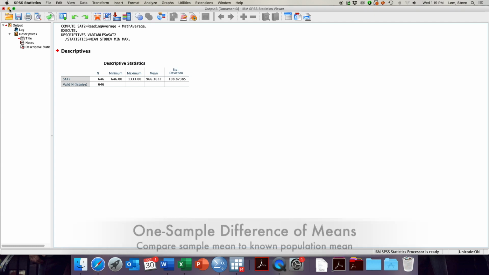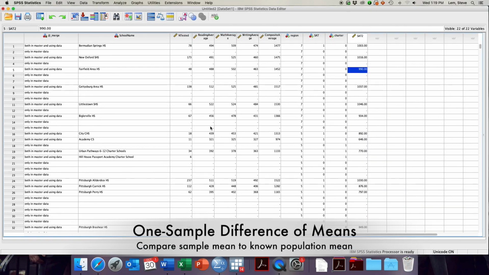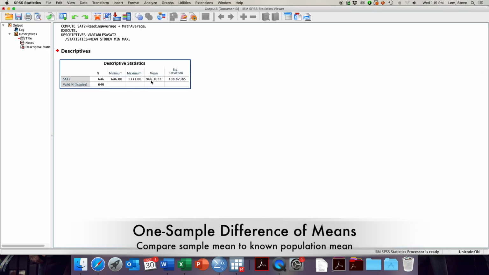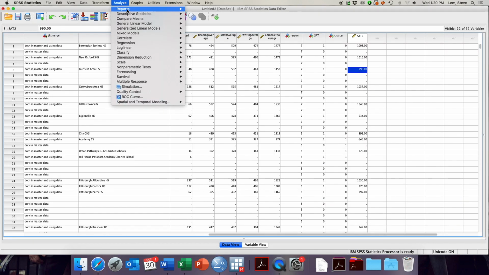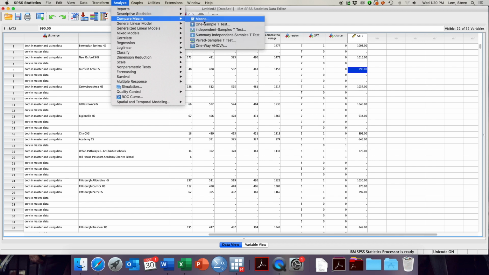While that's really useful, we'd want to see perhaps how that Pennsylvania average compares to the national average. So to do that, we can use a one-sample difference of means test. Once again, keep in mind that we are looking at a 966 and basically a 109 for our standard deviation. So to do that, we're going to go to Analyze, Compare Means, and we're going to do a one-sample t-test.